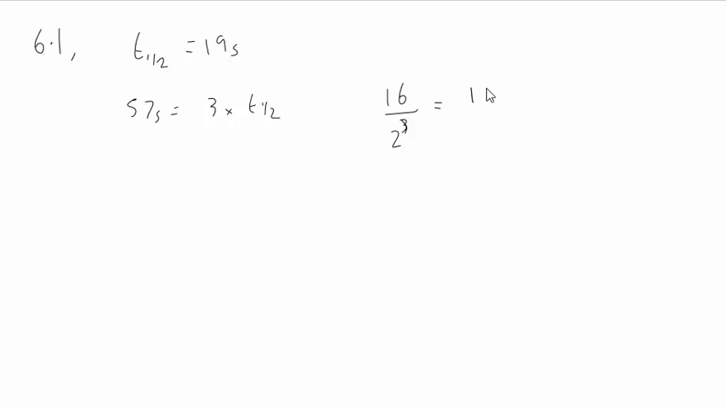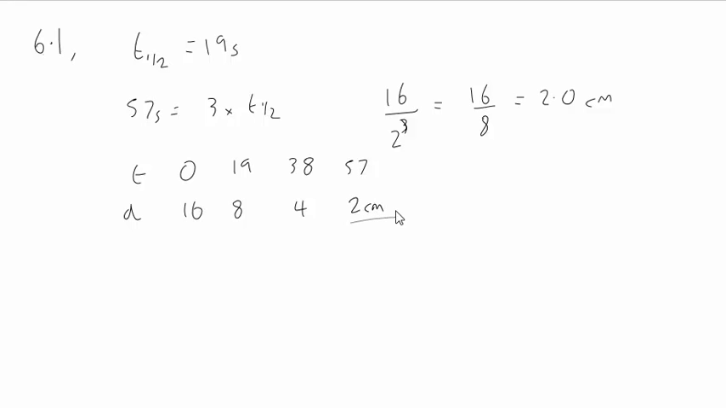Which is 16 over 8, or 2 centimetres. You could also do it by going time and depth. At 0, we have 16. After 19 seconds, we'd have 8. After 38 seconds, we'd have 4. And after 57 seconds, we'd have 2 centimetres.